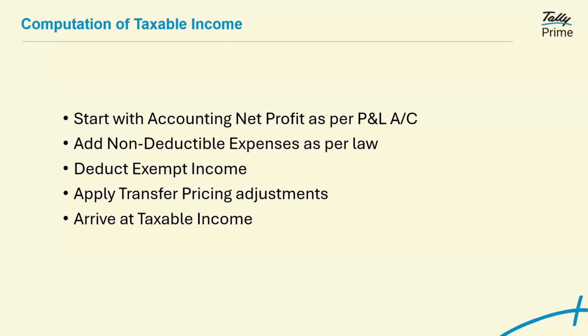And then, of course, applying the transfer pricing adjustments. So once you do these three steps, you take the P&L net profit, you add non-deductible expenses as per the law, and you deduct those exempt incomes as per the law, and then you apply the adjustments, then you will arrive at your taxable income based on which 9% applicability will depend.